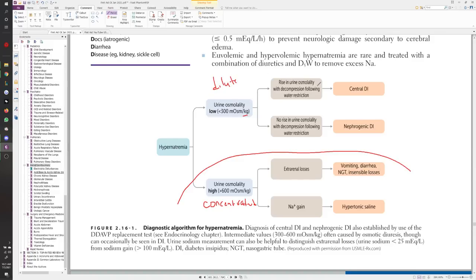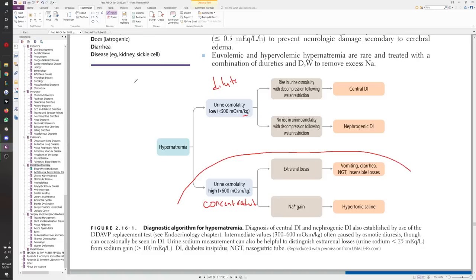If there's a rise in urine osmolality with dehydration following water restriction, then it must be central DI. Basically, you do the water restriction test from step 1 endocrine. You tell these people to stop drinking water, right? Anytime someone has very dilute urination, it makes sense that the first thing I'm going to tell that person to do is to stop drinking water. Now, if they stop drinking water and their urine actually becomes normal osmolarity, then you start thinking, oh, there's definitely something wrong in the central part, right?